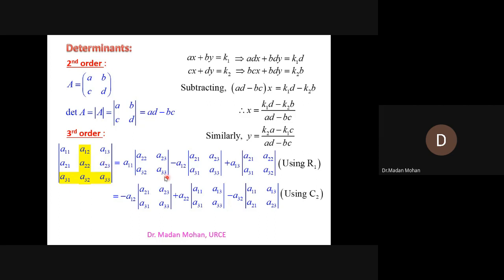If you observe, using R1 and using C2, these two remain the same. Like this, you can calculate a third order determinant in 6 ways: using first row, second row, third row, or first column, second column, or third column. You can evaluate the determinant; you need not always use the first row. Okay, next. The same concept I am extending to the fourth order determinant.